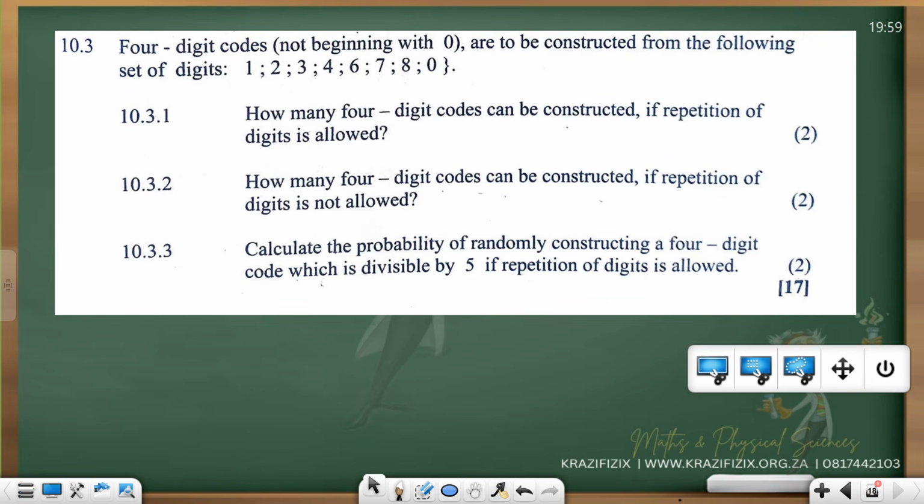I'll give you 30 seconds. Let's try. It's a 4-digit code. Repetition is allowed, but don't start with 0. Please write down, Shamil. Don't do it in your head. You have 25 seconds left.